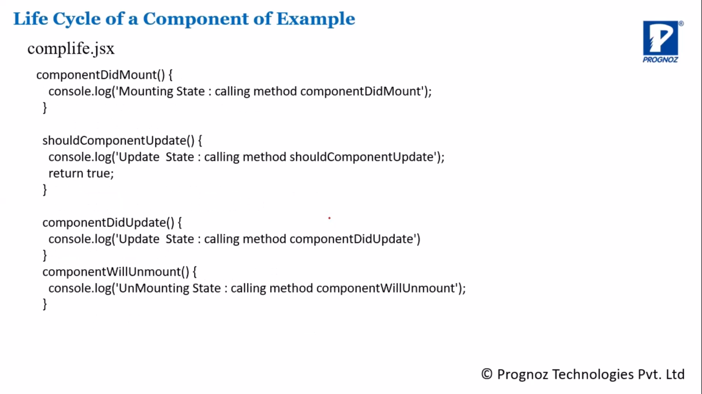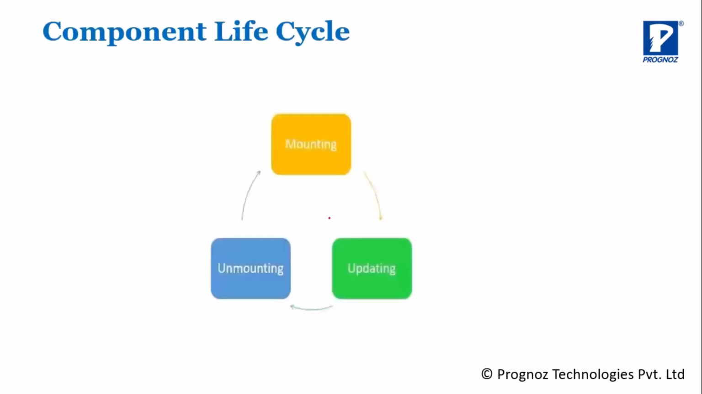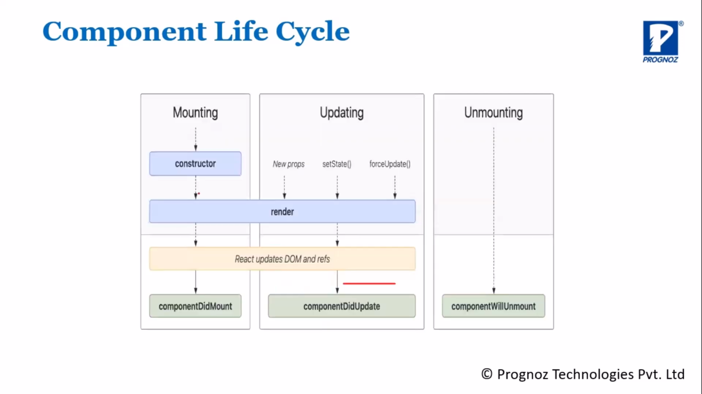So we have done it practically. If we look at the component lifecycle, from mounting it goes to updating, and from updating unmounting happens. The mounting stage has the constructor, and it is going to call the componentDidMount method. Update state, it is going to call the setState method. Even if there is a method called forceUpdate, it calls the componentDidUpdate method. On the unmounting stage, it is going to call the componentWillUnmount method.